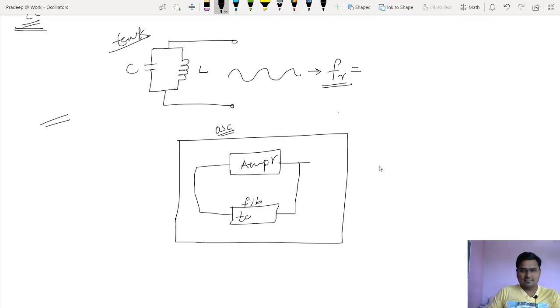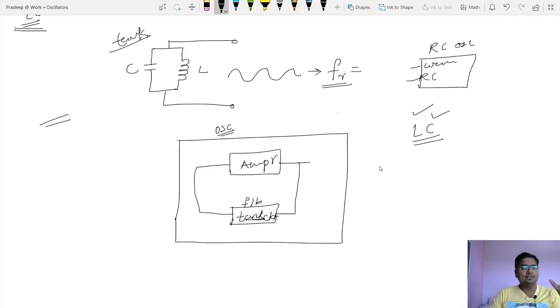Now I will connect a tank circuit here. Eventually I'm connecting a capacitor-inductor circuit as a feedback network, and that's why these oscillators are called LC oscillators. The feedback components are inductor and capacitor. We have studied RC oscillators also, the Wien-Bridge oscillator and the RC phase shift oscillator, where the feedback network had only resistors and capacitors. Now here it is LC oscillators: there must be inductor and capacitor as feedback components.